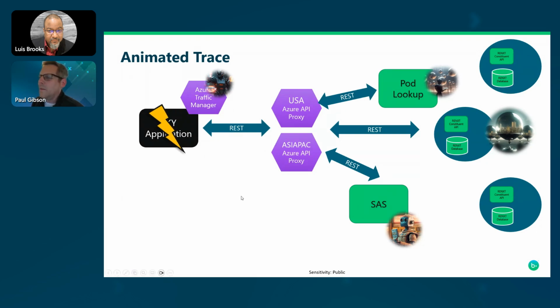I'm going to do it again, and this time I'm going to try it in slow motion and narrate and see if I can keep up with it. So, first thing that happens is we resolve our DNS by calling traffic manager. Now we know where we're going. Now we go to the proxy. Now the proxy wants to call pod lookup, but first it has to get a SAS token. So it gets a SAS token to call pod lookup. Now it knows what pod to call. Now it needs to get a SAS token to call that actual pod, and then it calls the pod, and then it all comes back.